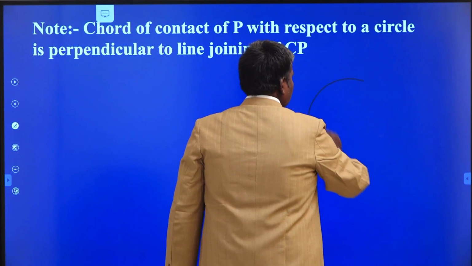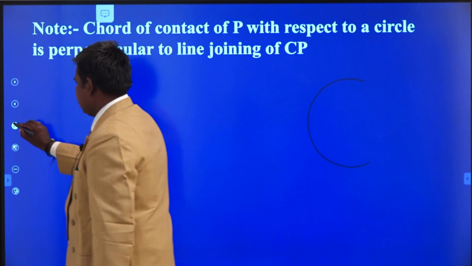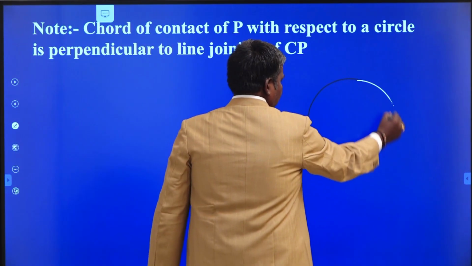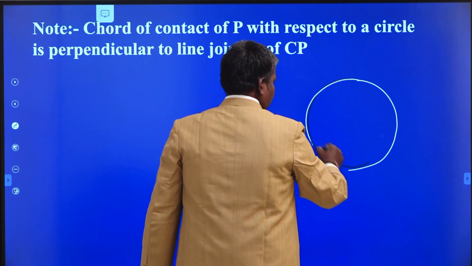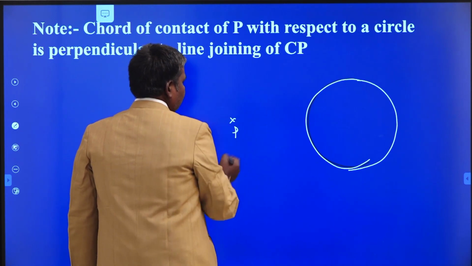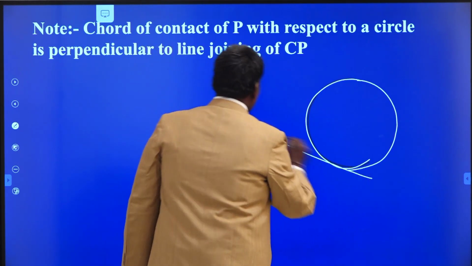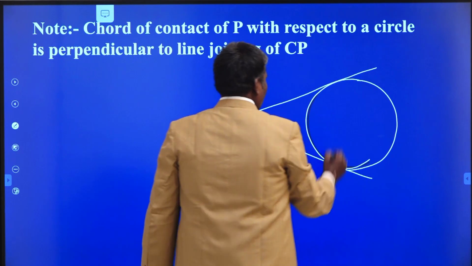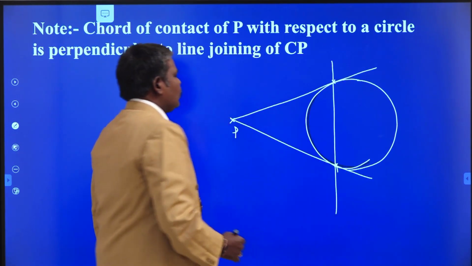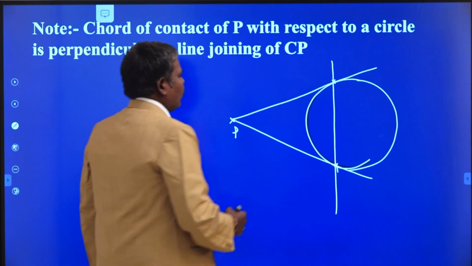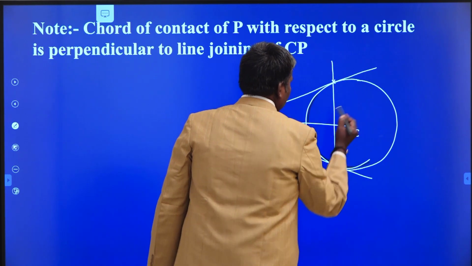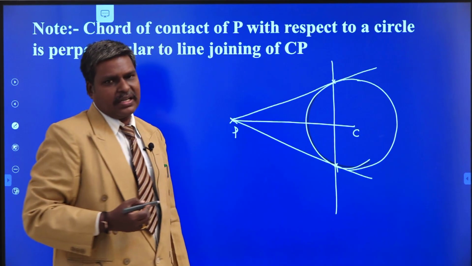This is the circle. Some point P is there. You can draw two tangents from P to the circle. What is the definition of chord of contact? Join these two points of contact, and you get this chord of contact. What are you going to show? The chord of contact is always perpendicular to the line joining CP, where C is the center of the circle.